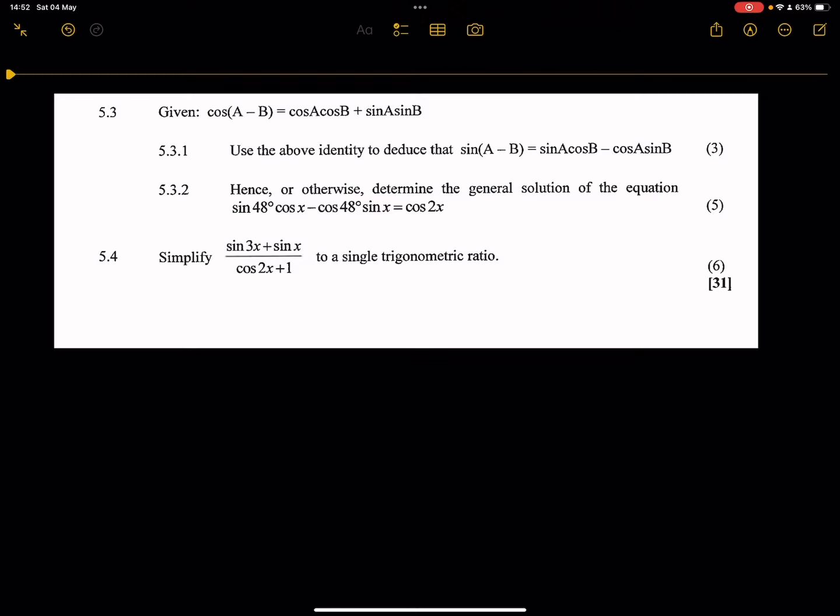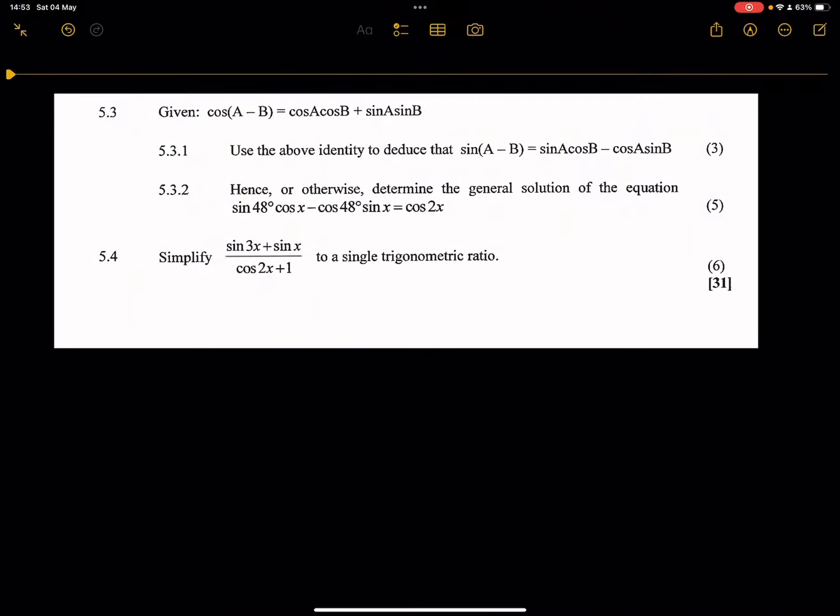They say given that you've got cos of a minus b is equal to cos a cos b plus sine a sine b. They say use the above identity to deduce that sine of a minus b is equal to sine a cos b minus cos a sine b.